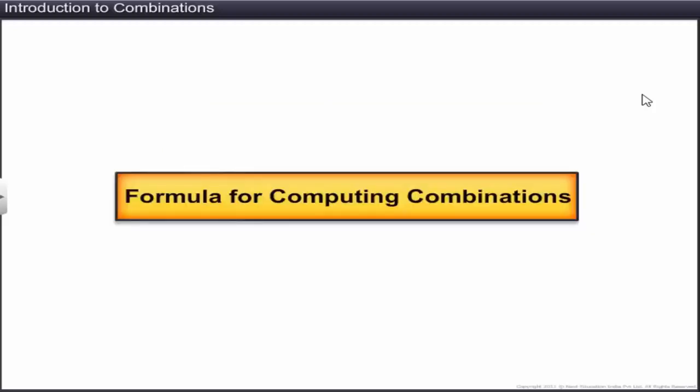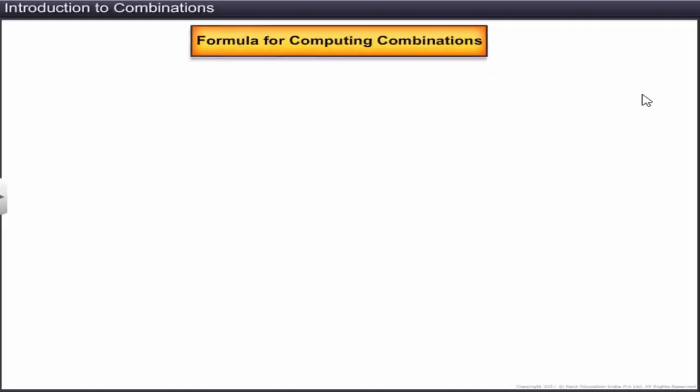Now, we will try to establish a formula to compute the number of combinations of any given number of items taken some at a time. Let's take 3 objects, X, Y, and Z. Let us form combinations of 2 objects using the given objects.